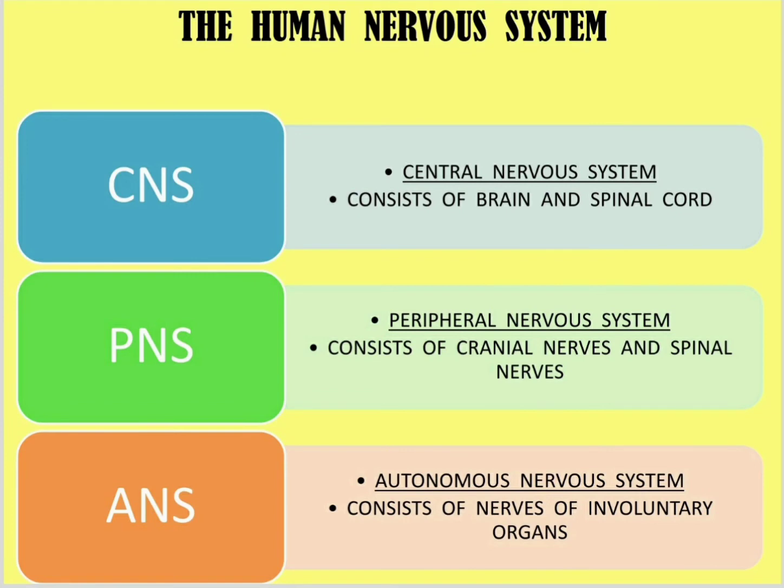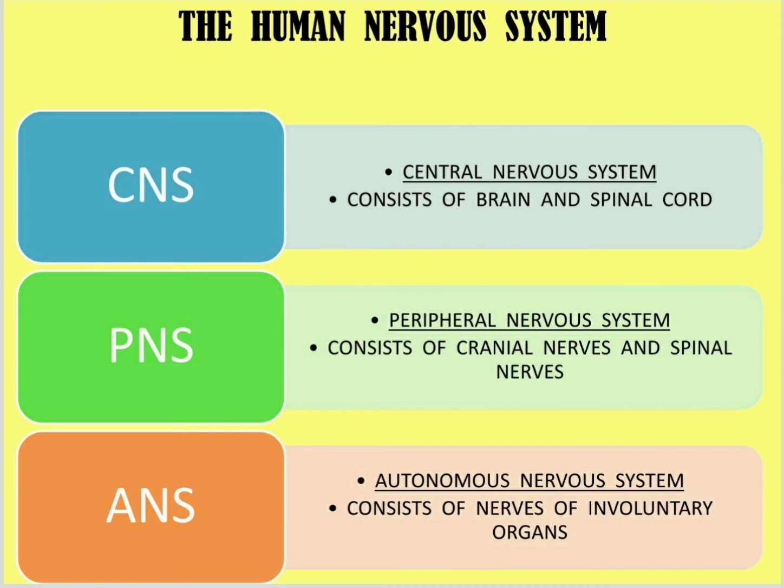Now let us have a look at the human nervous system. Your human nervous system is basically made up of three parts. The first one is the CNS, which is the central nervous system. This consists of your brain and your spinal cord, that is your backbone, the vertebral column.